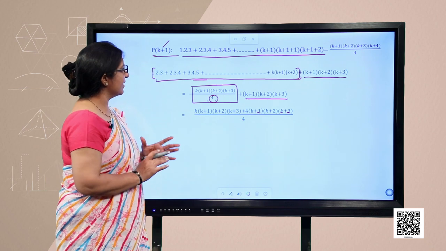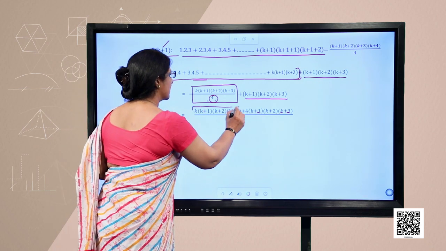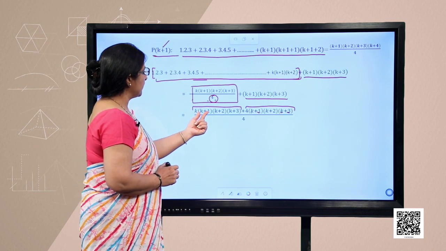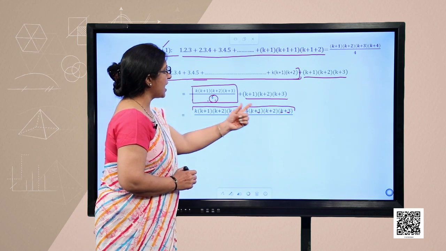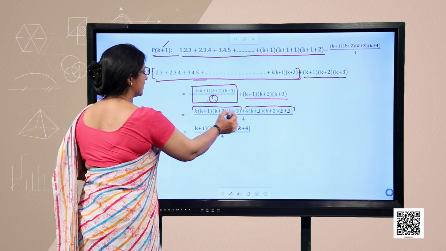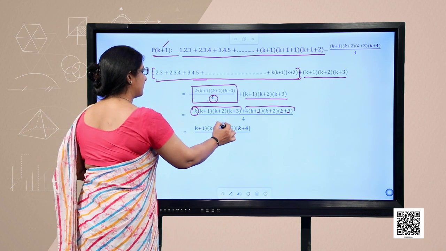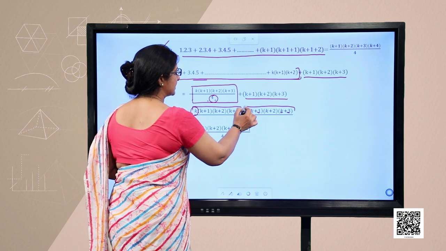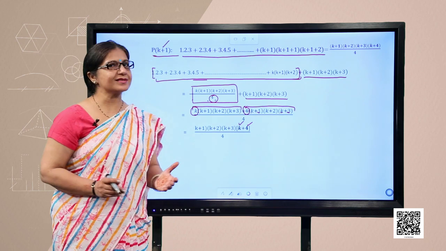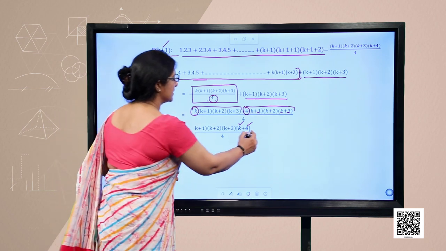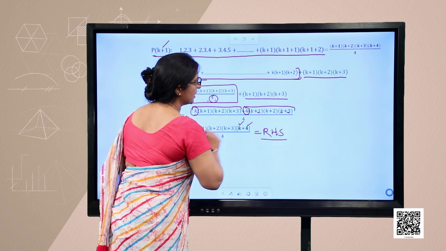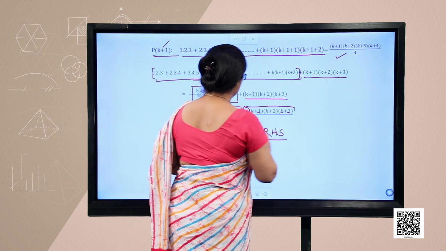Now, what can you see in these two expressions? Can you see anything common here? Yes, the terms k plus 1, k plus 2, k plus 3 are common, which can be taken outside. After taking these three terms common, what is left here? Here k is left, and here 4 is left, which will give us k plus 4, and this is the required expression, the right hand side, which is to be proved. This was the expression we needed.